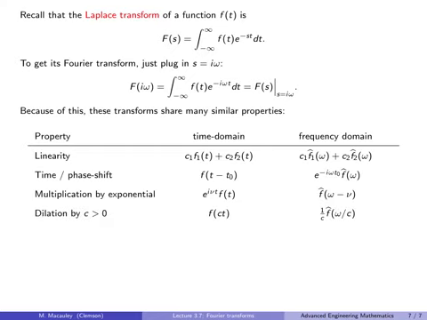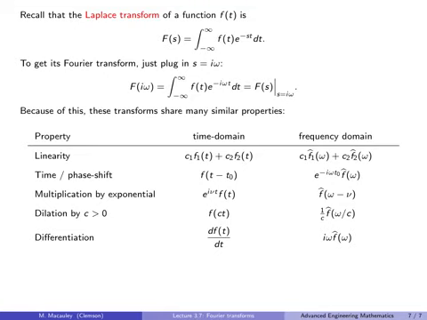The next property is dilation by a positive number c. In the time domain, if you have f of ct, that just dilates the graph by a factor of c, and you apply the Fourier transform, then in the frequency domain, you get 1 over c times the Fourier transform of omega over c.